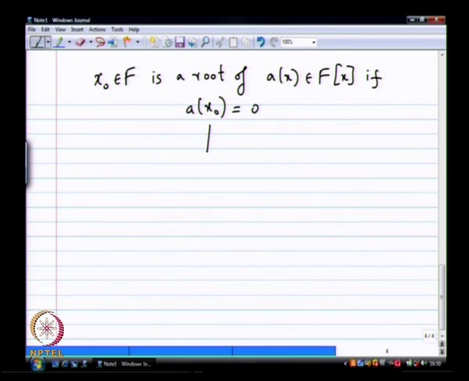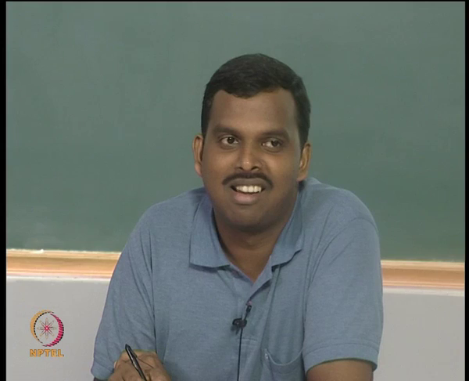So, this is equivalent to something else. This implies x minus x naught divides A(x). What do I mean by x minus x naught dividing A(x)? If you do the long division of A(x) by x minus x naught, your remainder will be 0. This is true in any field and the proof is very easy. How will you prove it? Let me see. How are you going to prove it?